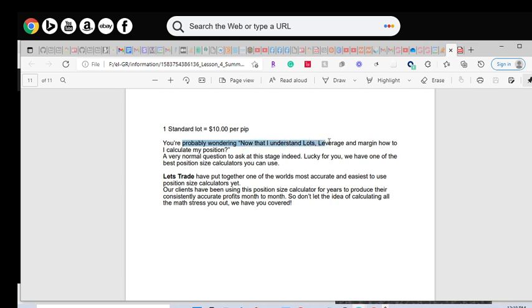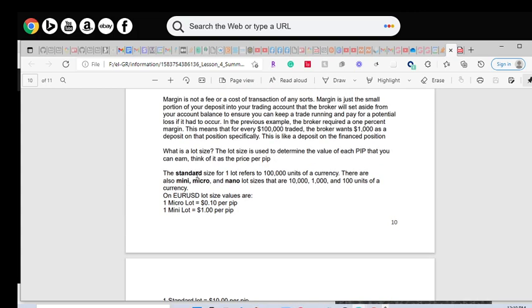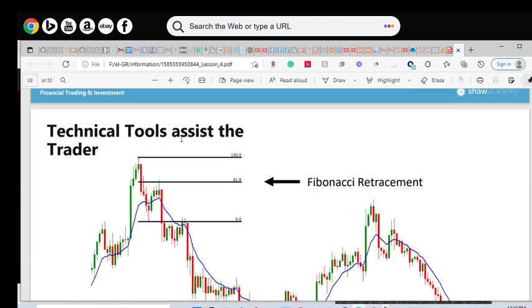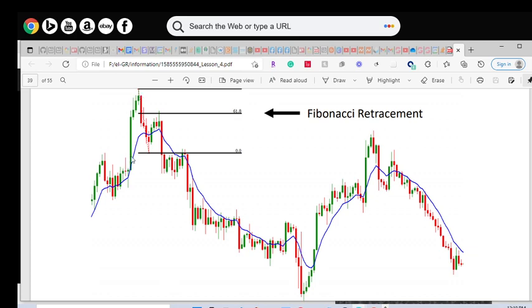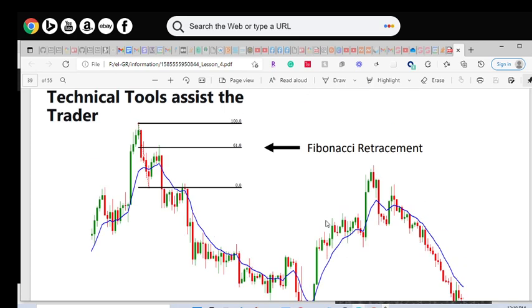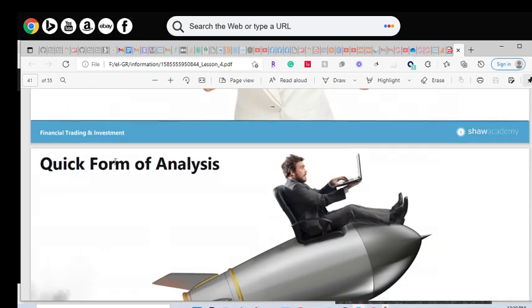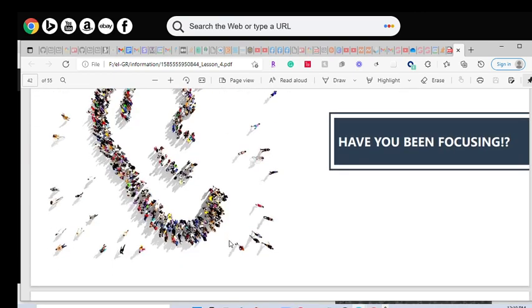You're probably wondering now, I understand lot, leverage and margin, but how do I calculate my position? We have one of the best ways: a calculator you can use. Let's trade. Use a position calculator to produce consistent, accurate profit month to month. Technical tools assist the traders. We have the Fibonacci retracement going on, and we're looking at historical data leading to more formation of analysis.